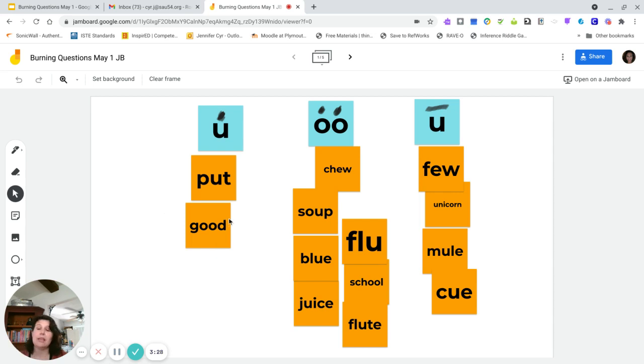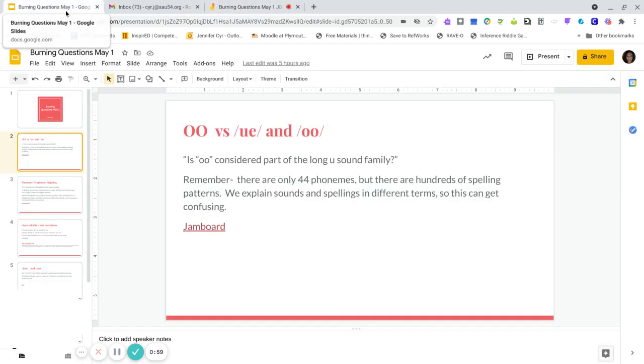And what you can see here is that the contrast is very great, right? It is a different sound than oo. And you can see that it can be represented also by the letter U in the word put. So programs will organize these together so that kids can make more sense of the patterns they're seeing in their words. Sometimes this as in put is taught as a heart word.